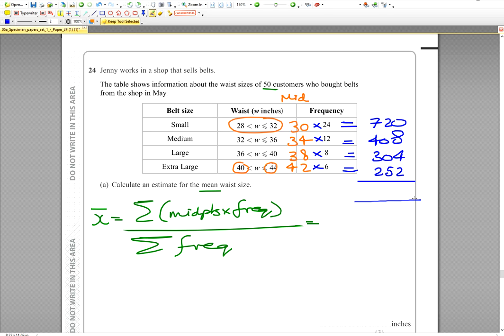Okay, so let's work the total out, please. And the total is what? 1684.